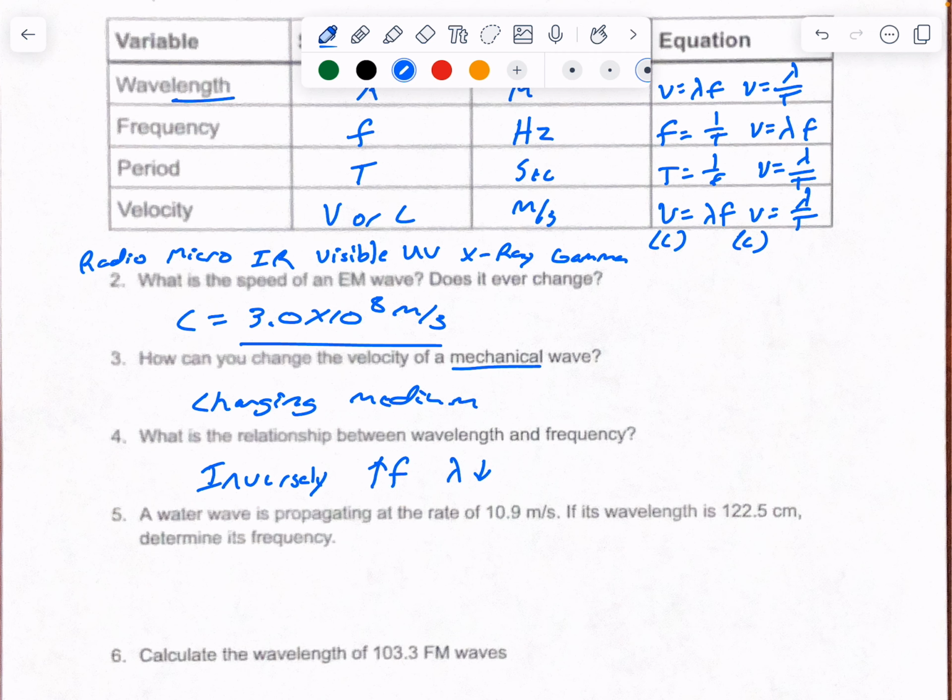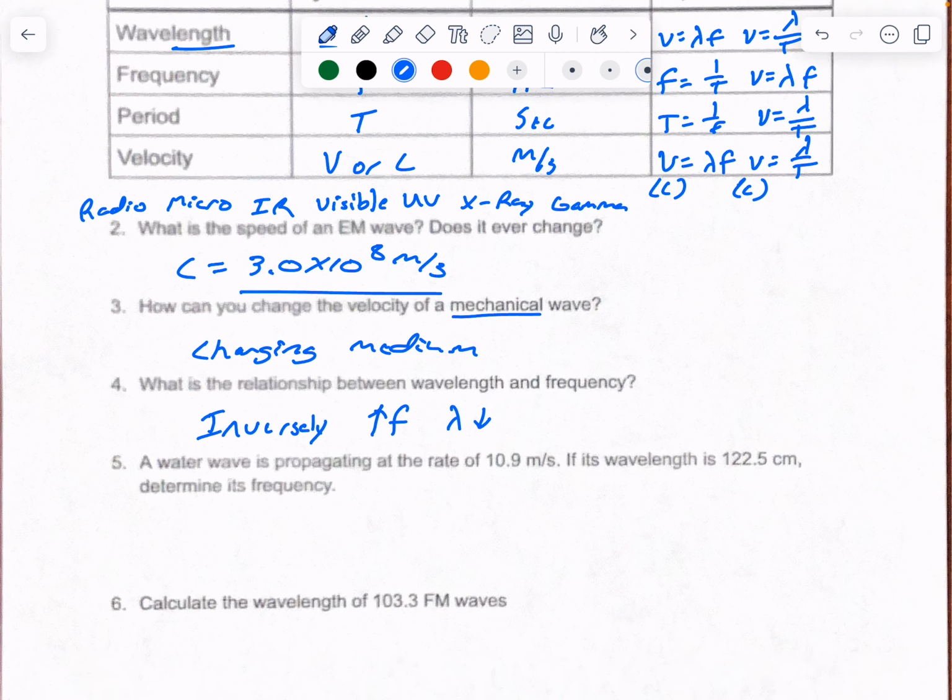So just remember that. Number 5, a water wave is propagating at a rate of 10.9 meters per second. Propagating just means moving through water. That's your velocity. It has a wavelength of 122.5 centimeters. So that is wavelength, that's your lambda.